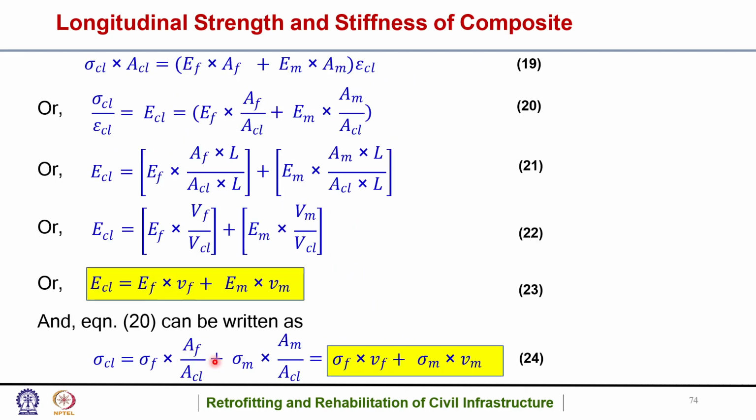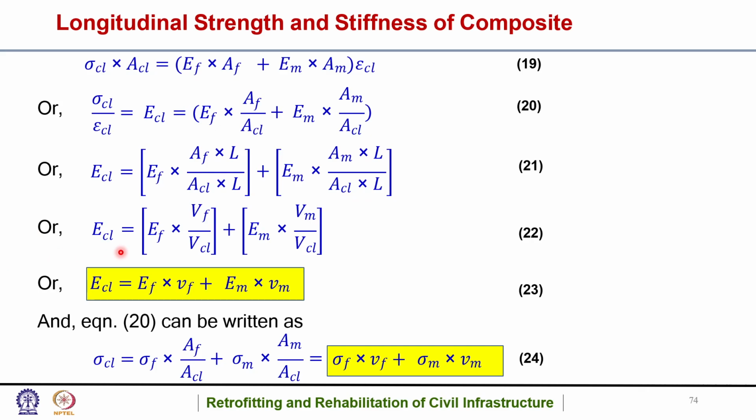Therefore sigma CL into ACL equal to EF into AF plus EM into AM into epsilon CL, or sigma CL by epsilon CL equal to ECL, okay, which is equal to EF into AF by ACL plus EM into AM by ACL. Or ECL equal to EF into AF into L by ACL into L plus EM into AM into L by ACL into L, just multiplying and dividing by L.